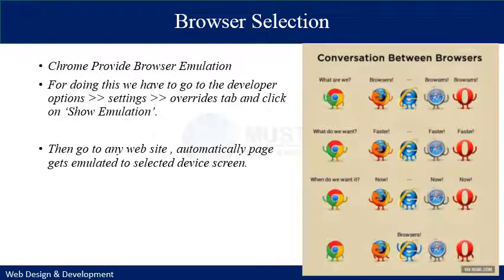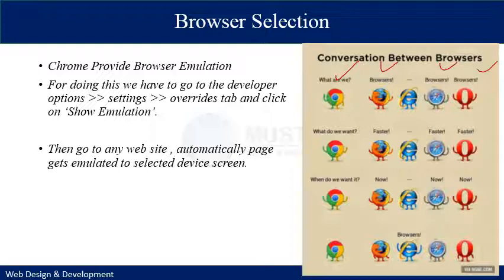Browser selection is another important criteria from where you test your application or you apply the browser related transformation or transitions. So most of the common browsers are Google Chrome, Firefox, Safari, or, you can say, Opera.